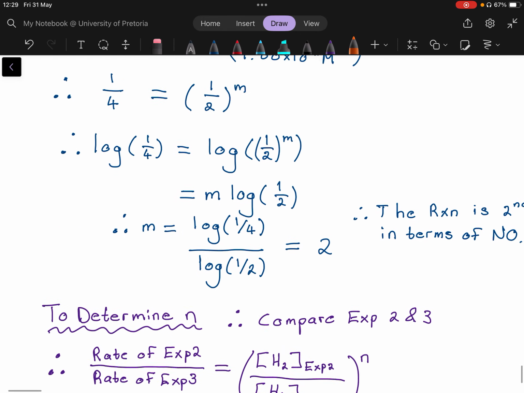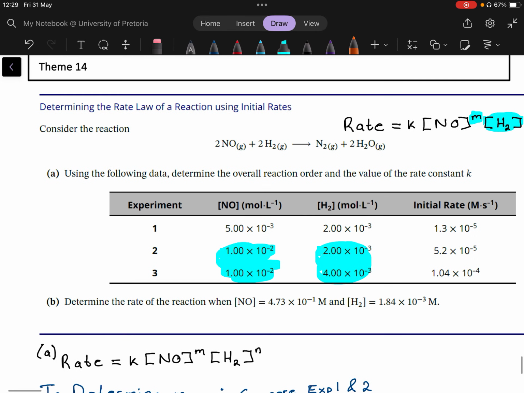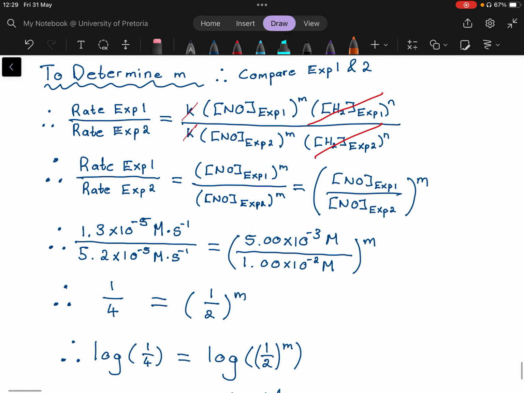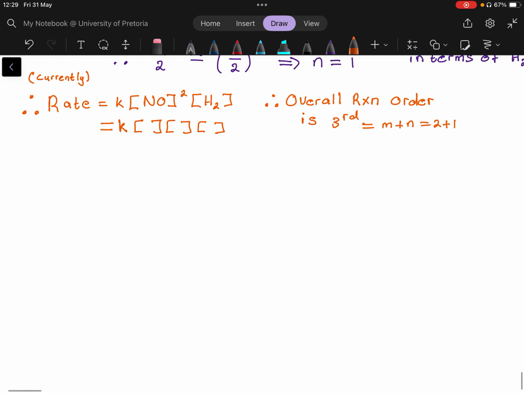So that's where we are currently. The question actually asks, using the data, the overall reaction order, so that's third order, and the value of the rate constant K. So how do we get the rate constant K? Well, we can just plug in any one of those values because we can now solve for K. Let's choose a nice color, like the light blue.